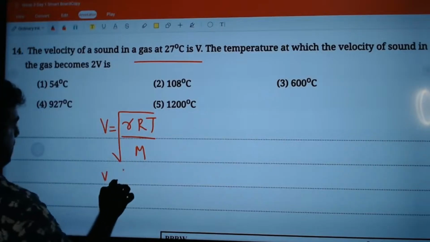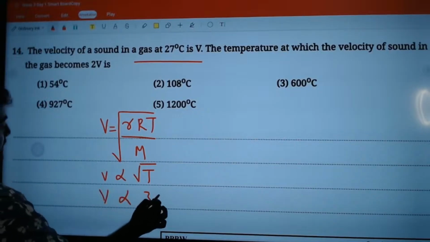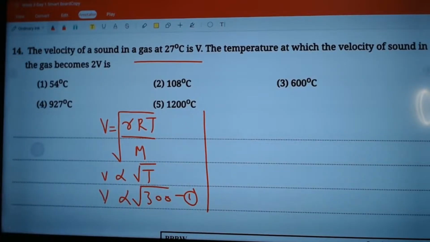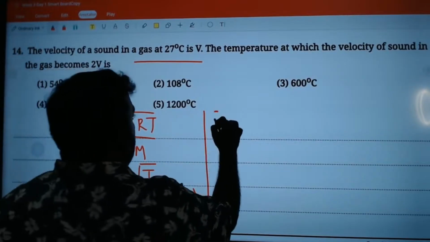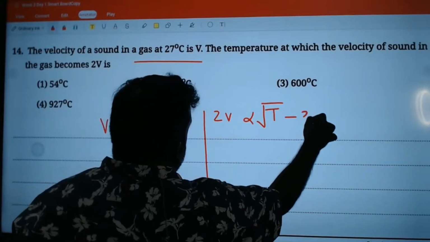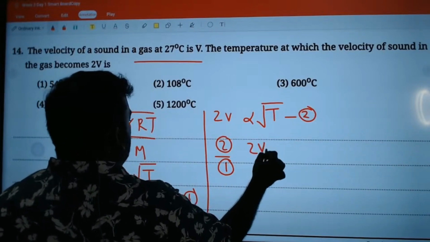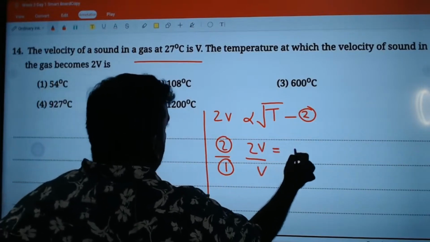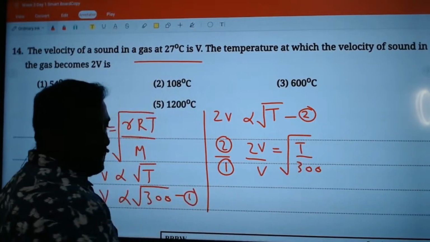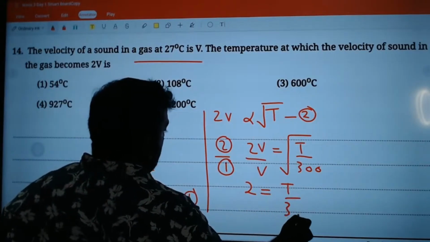So V is proportional to the square root of T. 27 degrees Celsius is 300 Kelvin. There you go, equation number 1. Now I am doubling the velocity of sound: 2V is proportional to the square root of the Kelvin temperature T. Second equation, divide by the first equation. 2V divided by V equals the square root of T divided by 300. V and V cancel off. 2 equals the square root of T over 300.